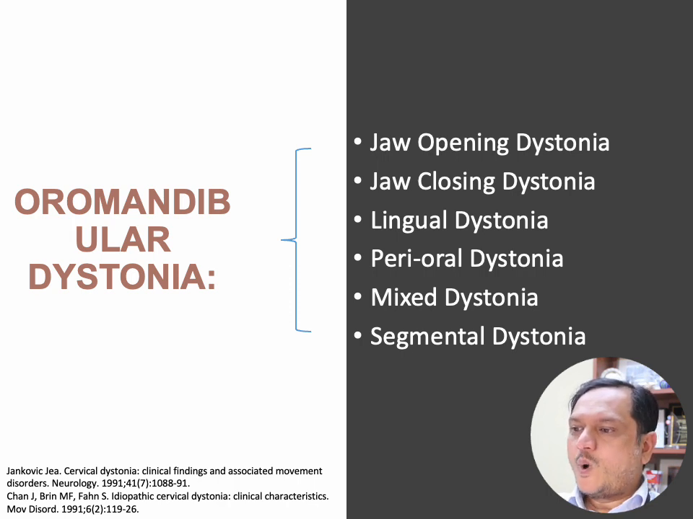Jaw opening dystonia is when they have trouble closing their mouth. Lingual dystonia is when the tongue wants to come out. Perioral dystonia is when the lips want to purse or pucker in different forms. In mixed dystonia, we may have a combination of the above, and segmental dystonia is where dystonia is not just in the oromandibular area, but also the face or neck area.